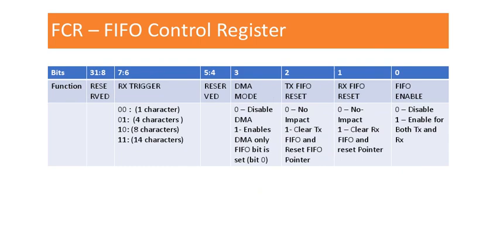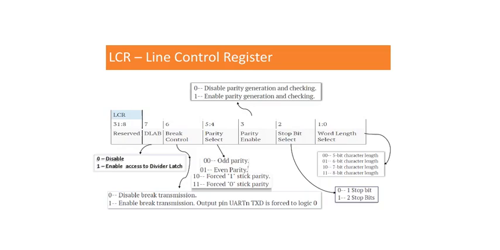Now LCR, the line control register. We have many things to understand here. First we select the word length. Here we are going to use an 8-bit character length, that is 11. Then we are not going to use the stop bit select, so it is 0, meaning 1 stop bit. Parity enable is also 0, since we are not going to generate and check parity, and parity select is also 0 by default. Since parity is not enabled, this has no effect, so it is 00.